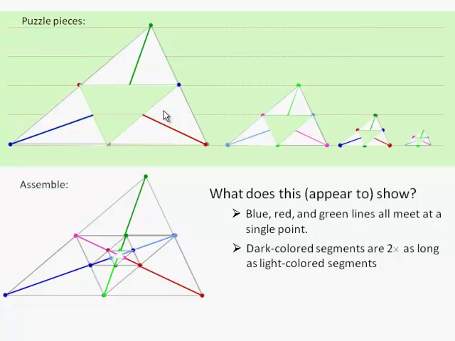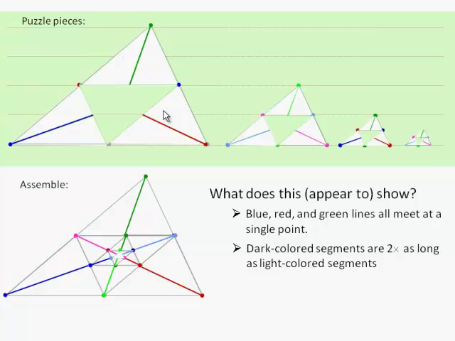Also, if you think about how I created the puzzle pieces, the dark-colored segments are all twice as long as the corresponding light-colored segments. Look at the puzzle pieces up top. The first puzzle piece has a dark blue segment, which is twice as long as the light blue segment in the second puzzle piece. The third puzzle piece has a dark blue segment twice as long as the fourth puzzle piece. So if I add up all the dark blue segments, I'll get a length twice the length of the light blue segments. The same with green, same with red.